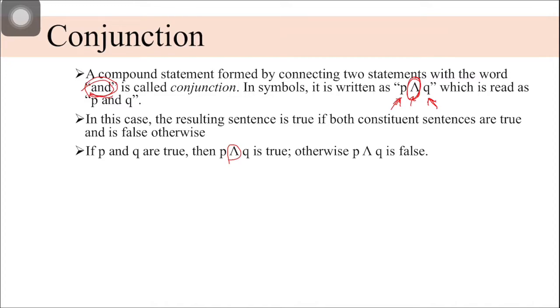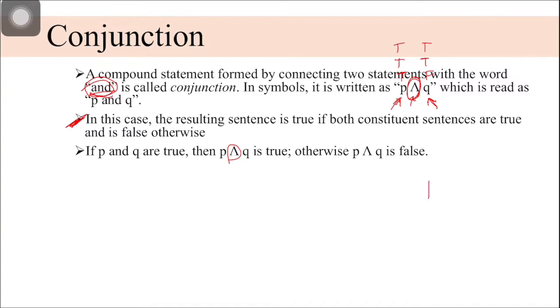So let's say the statement P is true and the statement Q is false. We don't know what the resulting sentence is. What if the statement P is true and the statement Q is false? Or the statement P is true and the statement Q is true. So what would be the resulting sentence if we connect the two statements with the word and? So this is the guide. In this case, the resulting sentence is true.